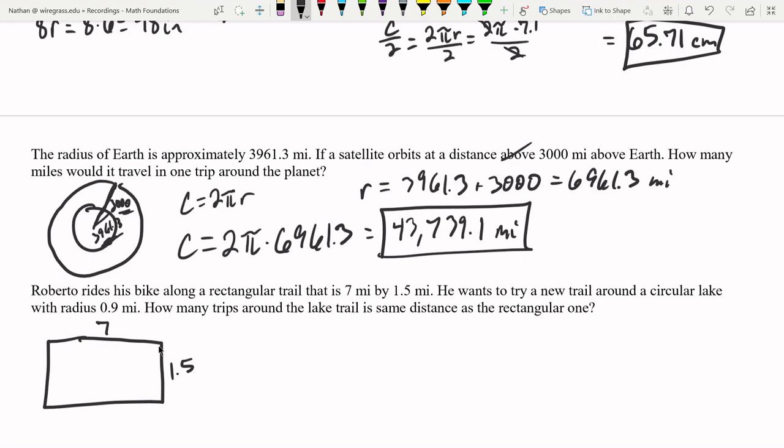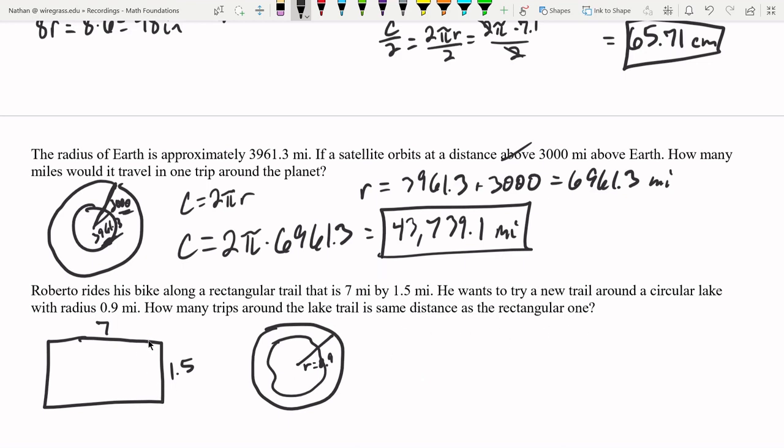Now you want to try a new trail around a circular lake. The lake is like this, probably not exactly a circle, but there's a trail around it. It says we're assuming the radius of 0.9 miles. This has to be the radius of the track because we don't know how far the distance is from the path. So we're going to assume that 0.9 miles is the radius of the circular trail. How many trips around the lake is the same distance as the rectangular one?